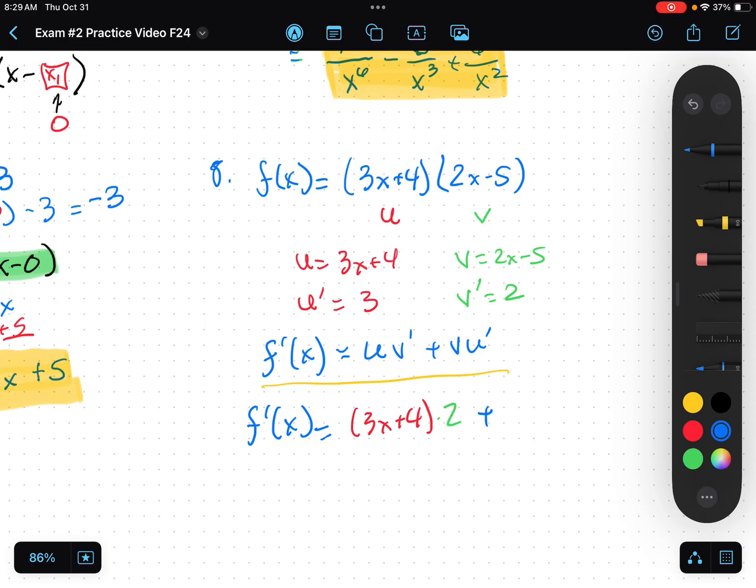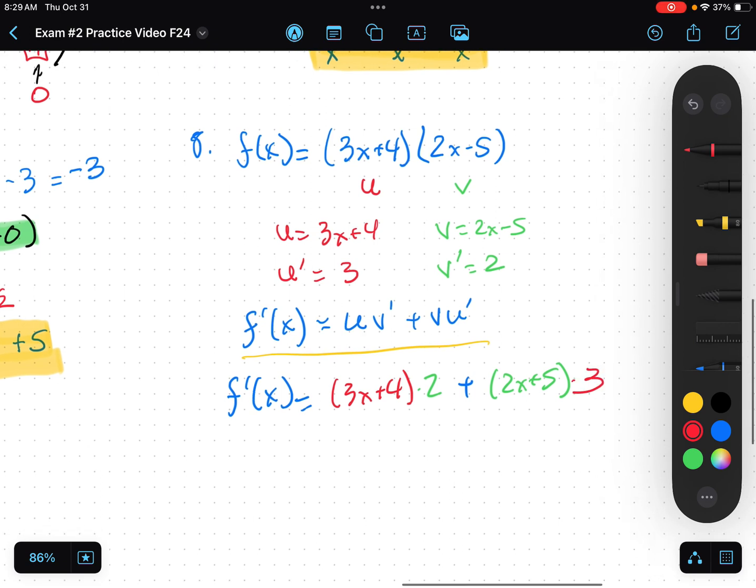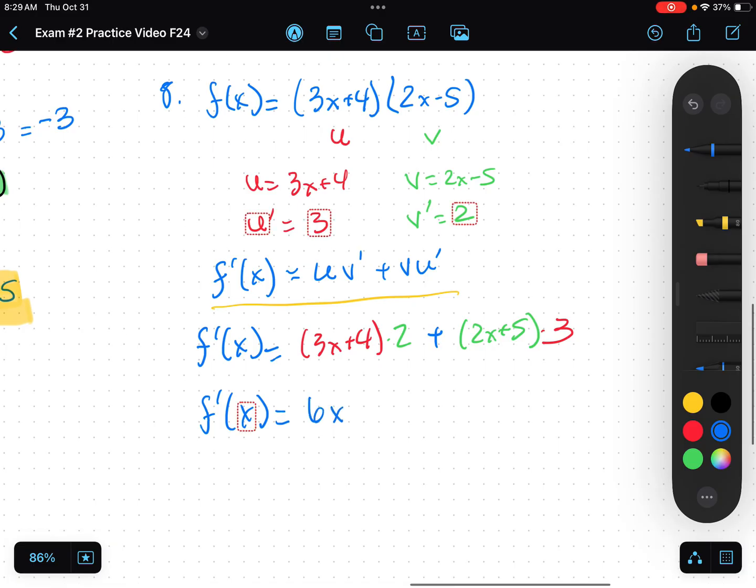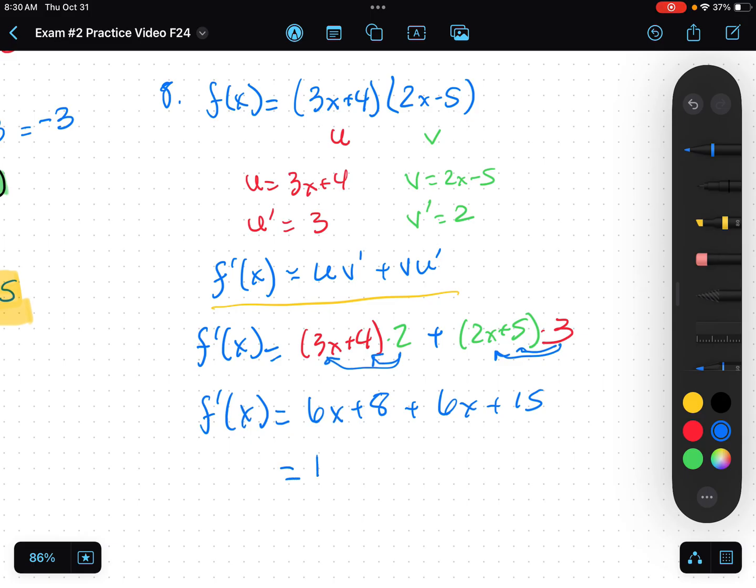plus the v is 2x minus 5, and the u prime is 3. So there's one version of the answer, but we do want to simplify this thing. We've done the calculus, now let's clean up the algebra. So I'm going to distribute the 2, that makes 6x plus 8, right? And I'll distribute the 3, and that gives me 6x minus 15. And then I had to do a little math here. 6x plus 6x is 12x, 8 plus 15, did I miss a minus sign here? Oh my goodness, sorry about that. Let's go back and change this to a minus.